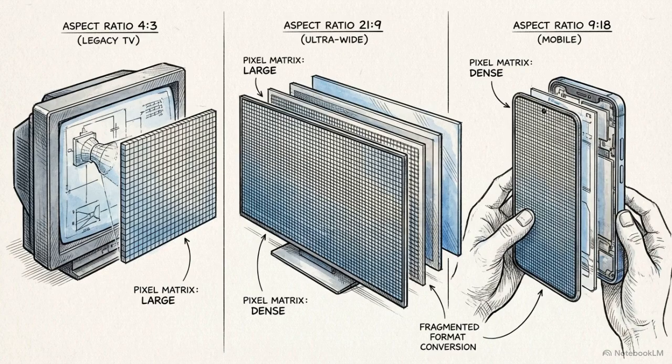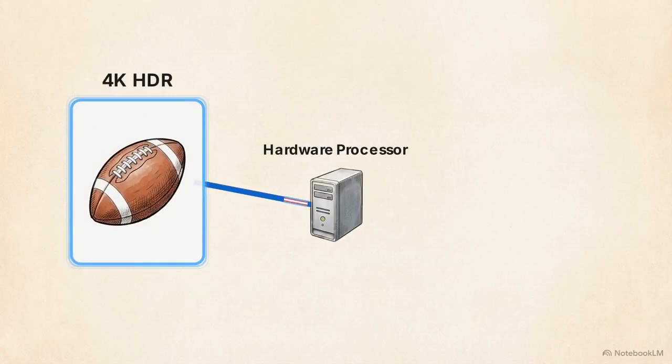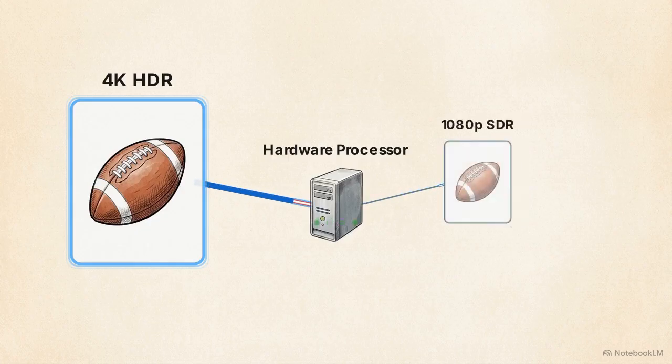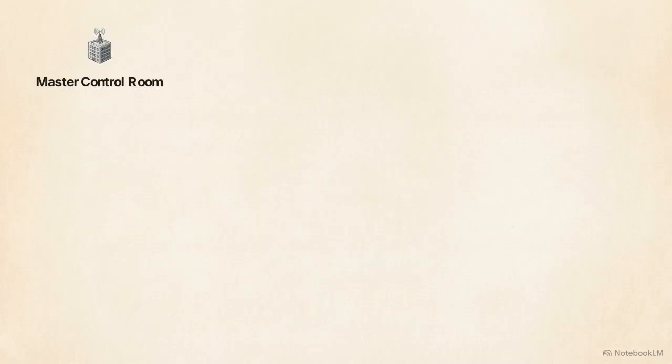televisions. A game might be produced natively in 4K high dynamic range, or HDR, which captures more nuanced details in shadows and highlights. Hardware processors must simultaneously downmap this signal into standard dynamic range for legacy cable delivery, ensuring that deep stadium shadows and sunlit field highlights look correct regardless of the viewer's TV model. From the MCR, the signal diverges.